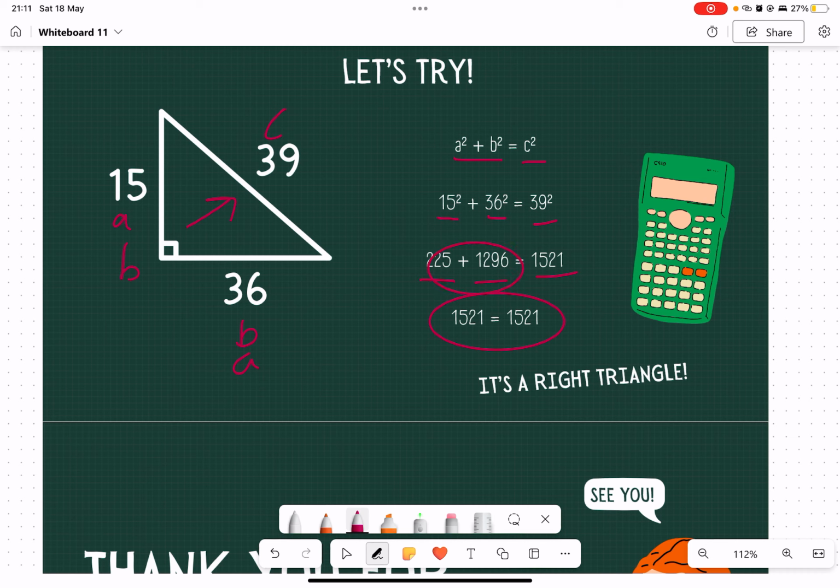So we can conclude that it's a what? It's a right-angled triangle. Right. If the answers were not the same, our conclusion we're going to say it's not a right-angled triangle.